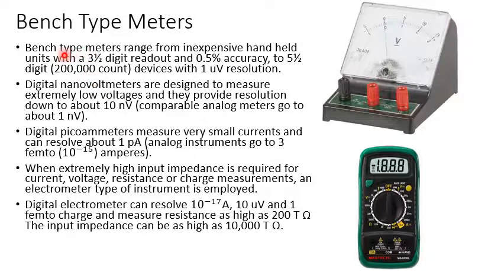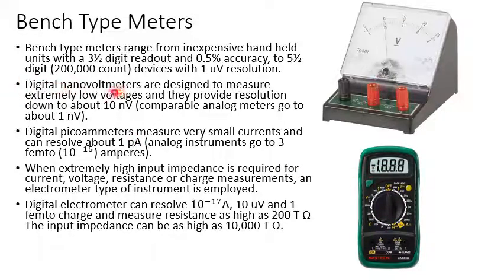The points you have to remember: bench type meters range from inexpensive handheld units, with a 3.5-digit display and 0.5 accuracy, to a 5.5-digit display with 1 microvolt resolution. It depends on what application you are using it for. If it is a very important application, then you may go to a high precision device like this 5.5-digit one. If it is a small experiment, then you can use a normal digital meter.